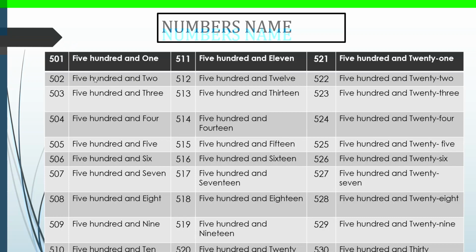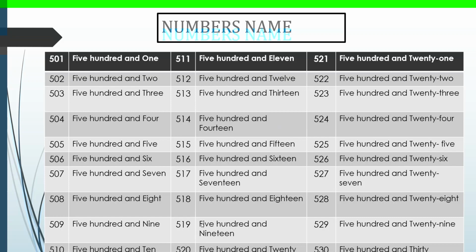Let's begin counting the numbers from 501 to 510. 501, 502, 503, 504, 505, 506, 507, 508, 509, 510. It's very good, students. You will read the numbers from 501 to 510.